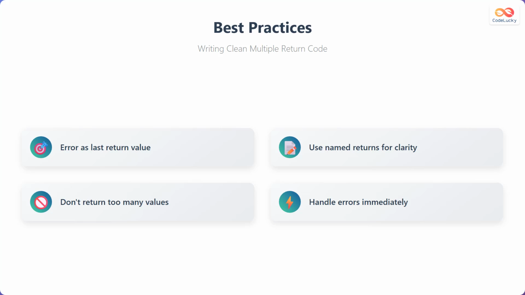If you find yourself returning more than 3 or 4 values, consider using a struct instead. Always handle errors immediately after function calls, rather than deferring error checking. This practice prevents bugs and makes your error handling explicit and obvious to anyone reading your code.